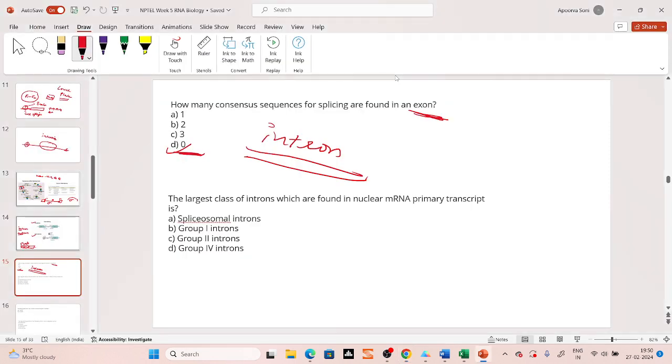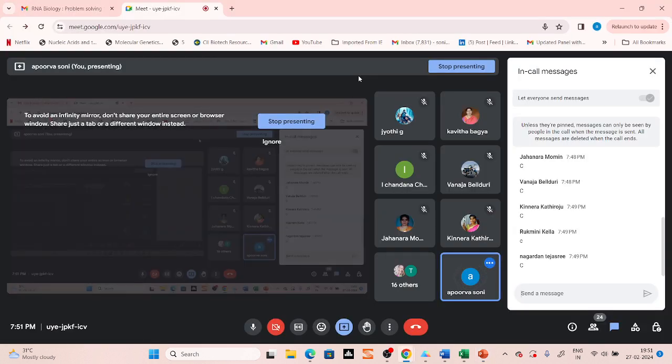Whatever consensus sequence, if I say that GU and AG and A is the branch point, GU is the 5 prime splice site, AG is the 3 prime splice site. This all is present in intron. It is not present in exon. So in exons, there is nothing. 0 is there. Okay. Is it clear to everybody? Okay, assume it as yes. Is it clear?